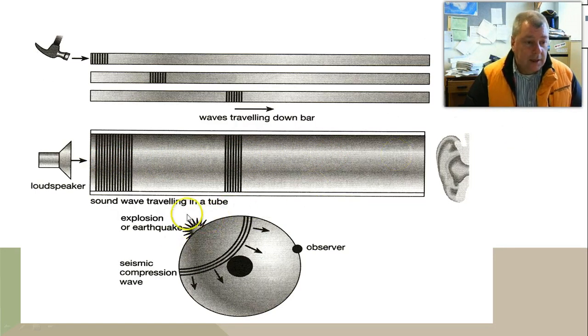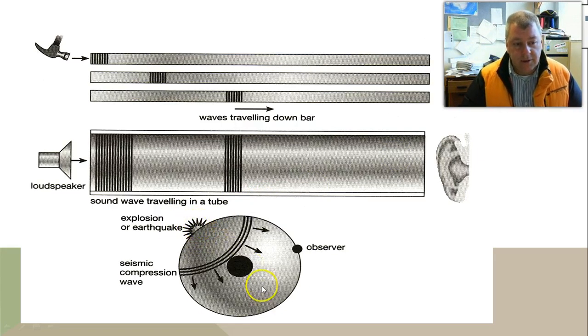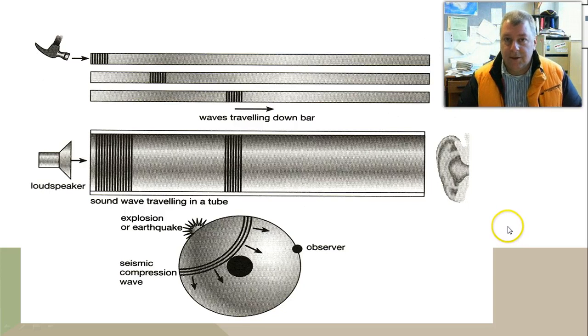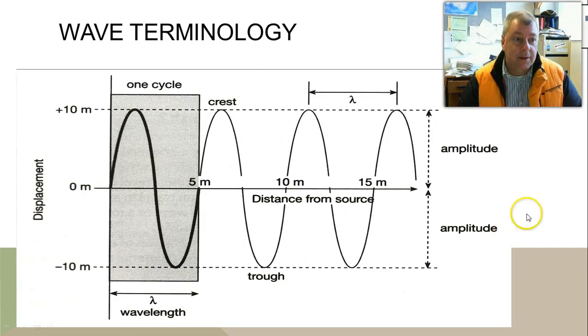Similarly, here's an earthquake or an explosion from an atomic test, and longitudinal waves spread out across and through the earth and can be observed, and we've talked about that in previous sections, how we look at earthquakes and the distribution of earthquakes. So some more terminology.